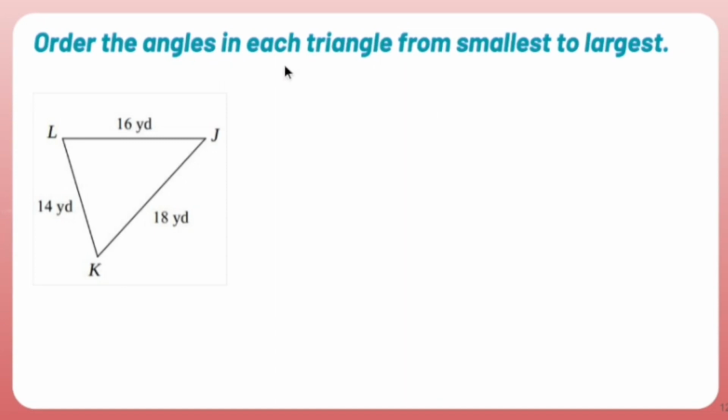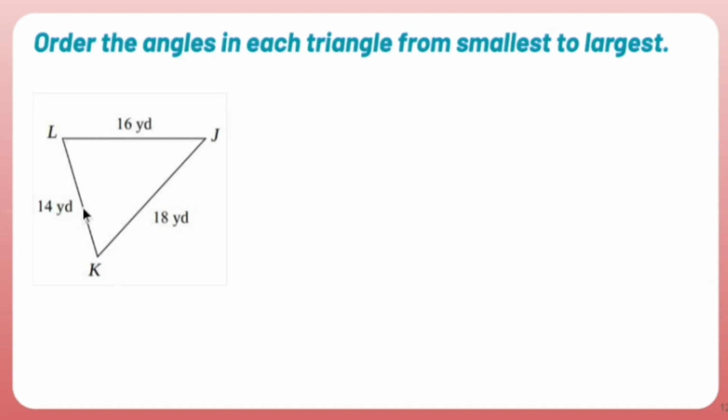Order the angles in each triangle from smallest to largest. Well, this doesn't give us the angles. Oh, but you know what it does? It gives us the sides. And whatever the largest side is, in this case 18, its opposite angle is going to be the largest. So let's find the smallest side first.